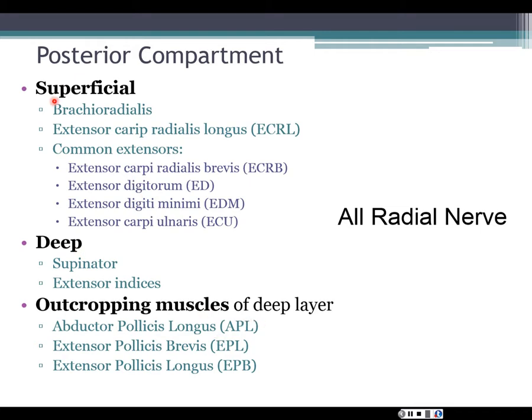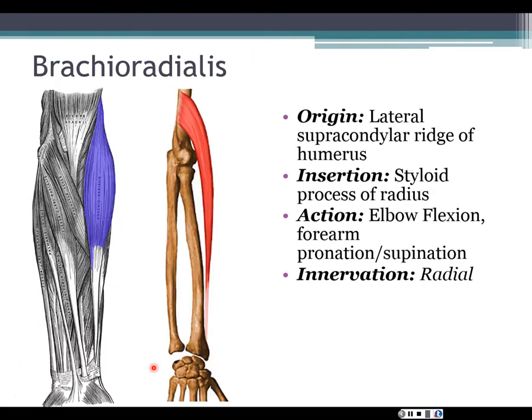So the superficial muscles are the brachioradialis. We've already talked about that one. Your extensor carpi radialis longus. And then we have a group of our common extensors, which I mentioned. So we talked about the common wrist extensor group at the elbow. Here are the specifics: extensor carpi radialis brevis, extensor digitorum, extensor digiti minimi. And whenever we see digiti minimi, we're always talking about the pinky, and extensor carpi ulnaris. Our deep ones are going to be supinator and our extensor indicis, and then our outcropping are going to be all of our thumb muscles that are going to be on the posterior side of the arm.